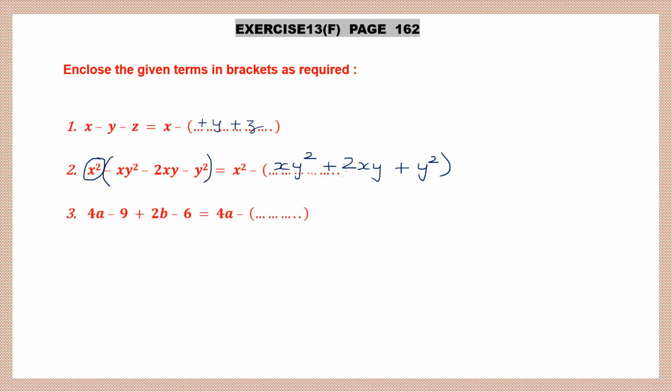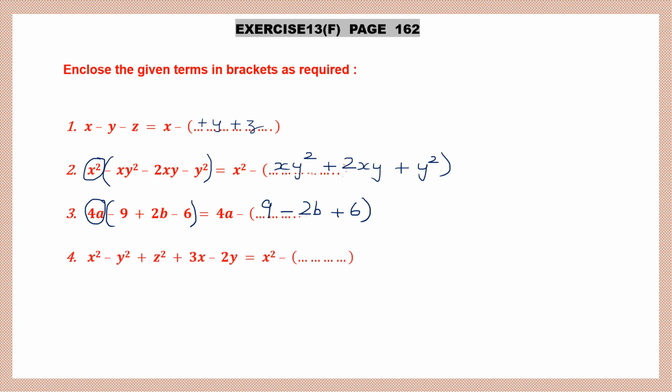Question 3. On the left hand side we have 4a minus 9 plus 2b minus 6 is equal to 4a minus, so that means we only have this on the right hand side. The remaining we should put within brackets. So let's put the rest within brackets. Again, look at the sign before the bracket, it's minus. That means the sign of all these terms will change. So minus 9 is now just going to become plus 9. Plus 2b becomes minus 2b. Minus 6 will become plus 6.